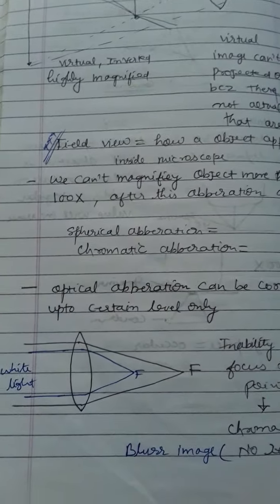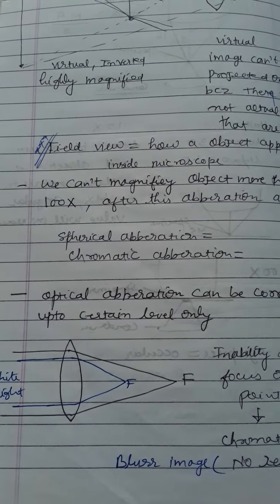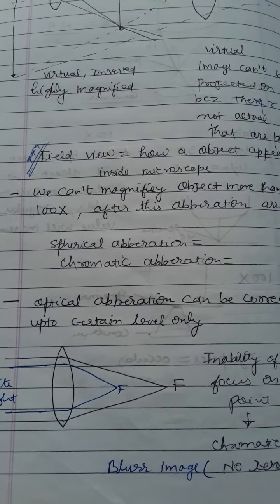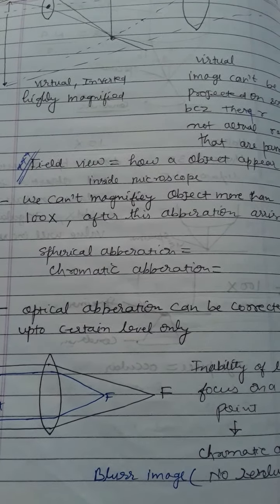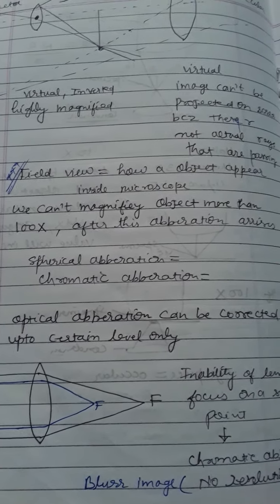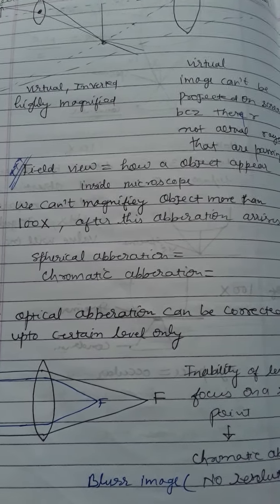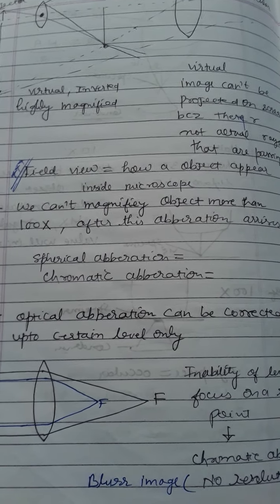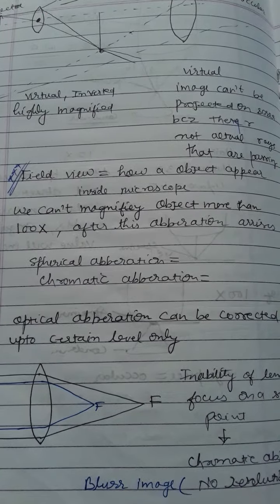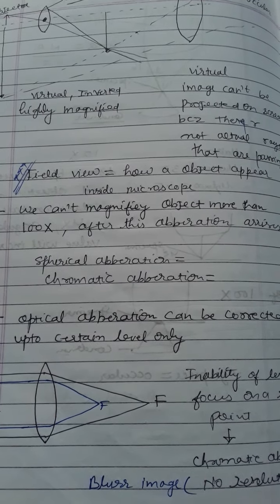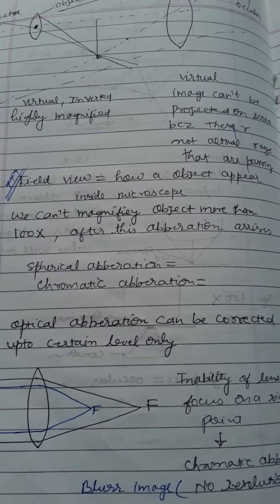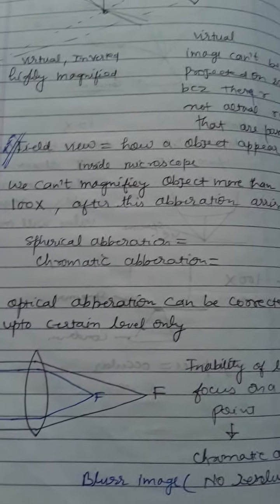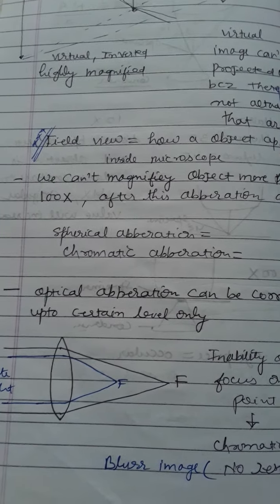Okay, the second thing that comes is what is field of view. How an object appears inside the microscope is called the field of view. We cannot magnify an object more than 100x, because after that aberration arises. Aberration is of two types: spherical aberration and chromatic aberration.